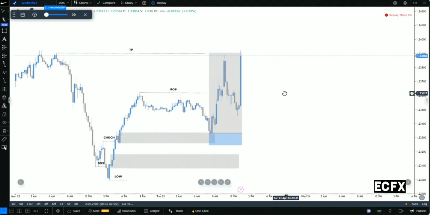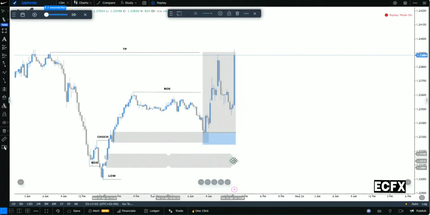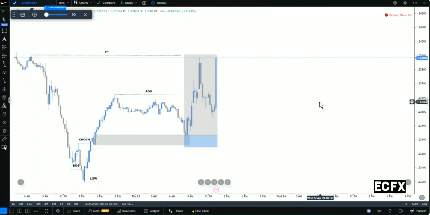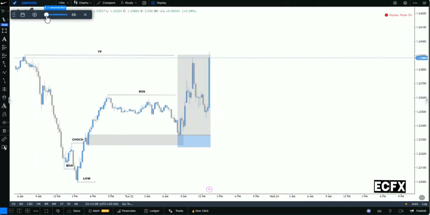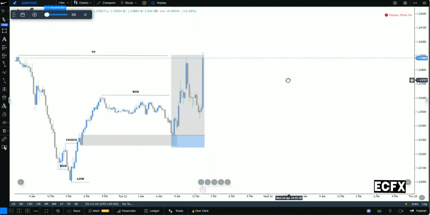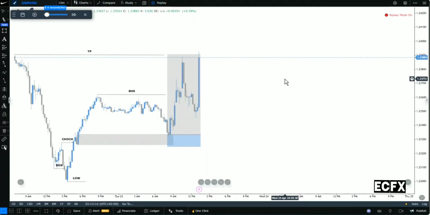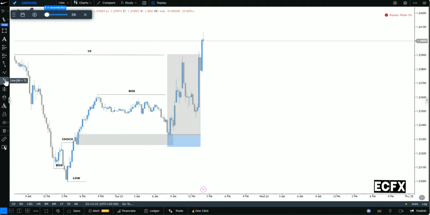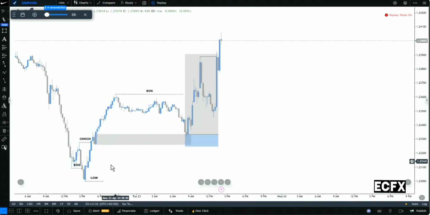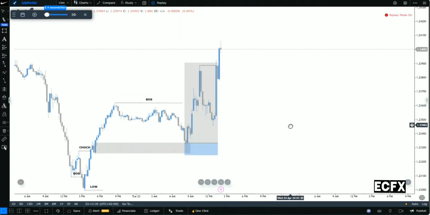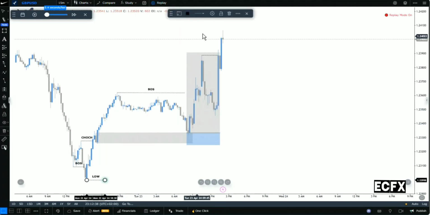Alright, so let me show you guys one more example on how we can find ourselves another trade as well, right? So let me slow this down a bit so it can be a bit easier and quicker to understand. Alright, so let's see. Okay, so over here we have a break of structure once again. Let me remove all these extra lines so you can understand. Okay, let me just remove this as well.